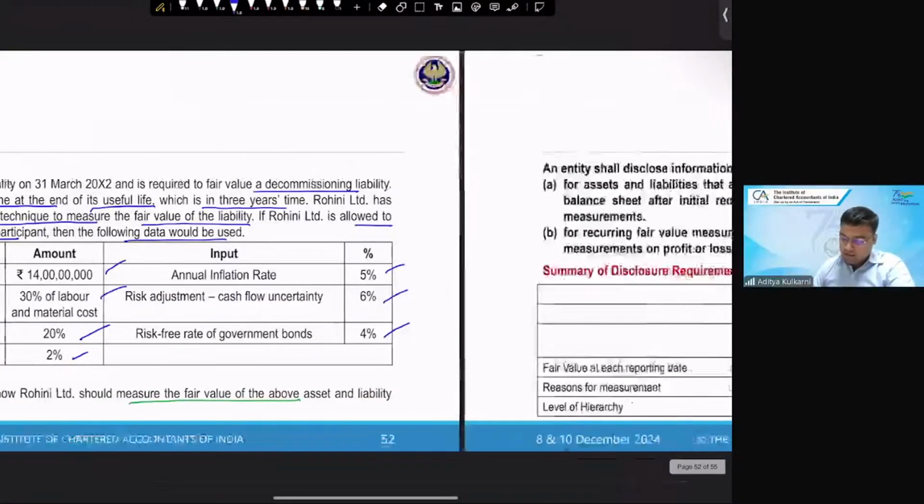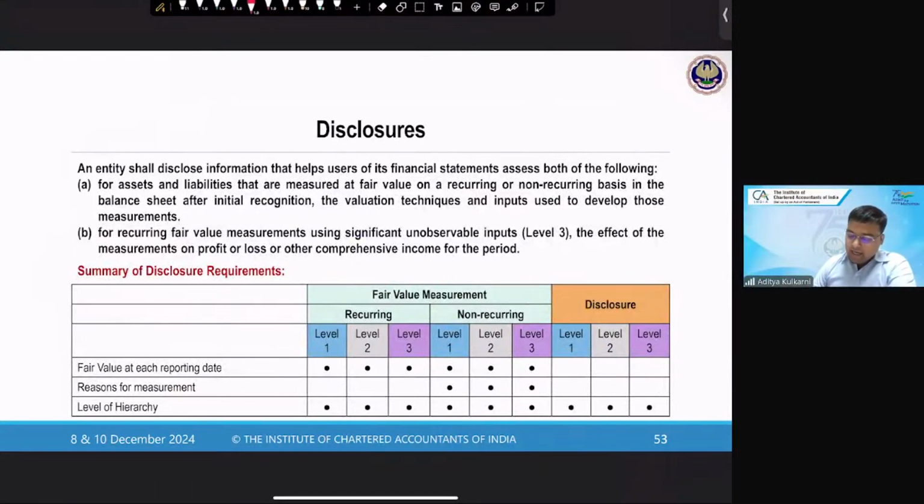Okay, so now question 2 is done. Now, an entity shall disclose information. Okay, now disclosures, what all are you going to give? Disclose information that helps users assess both of the following. For assets and liabilities measured at fair value on a recurring or a non-recurring basis, the valuation techniques and inputs used to develop those measurements is what you will disclose. For recurring fair value measurements using unobservable inputs, the effect of these measurements on P&L or other comprehensive income.